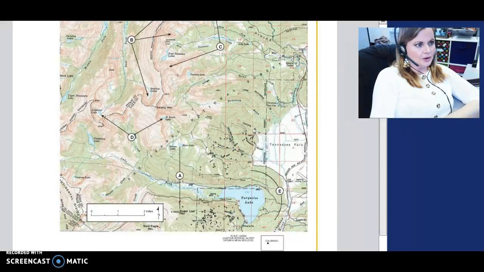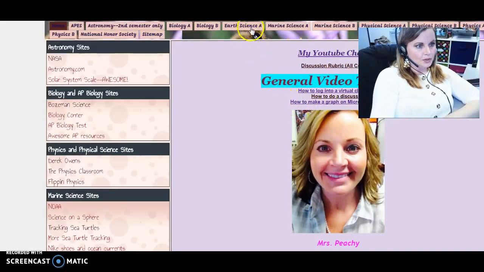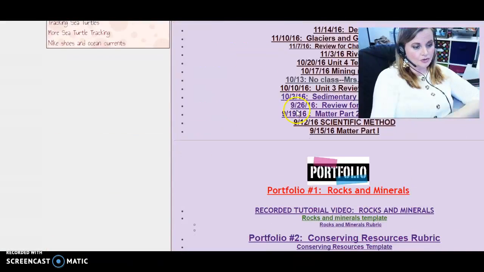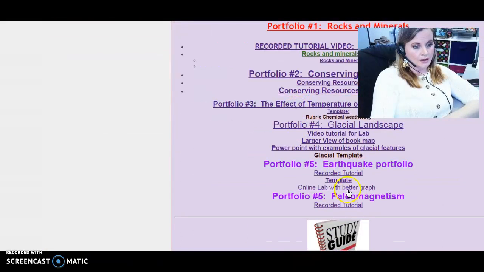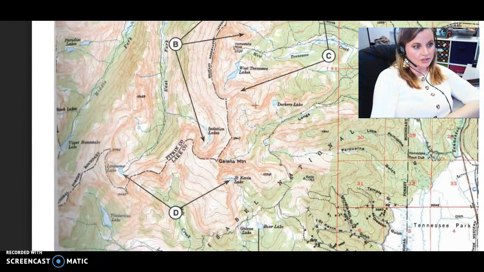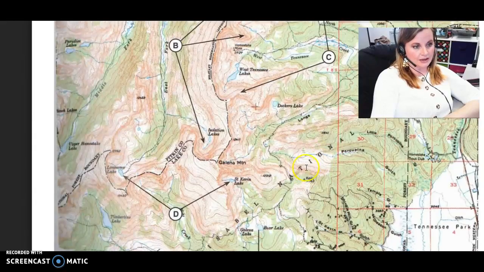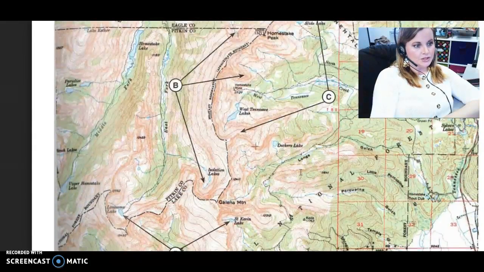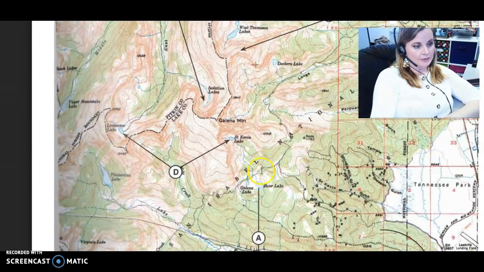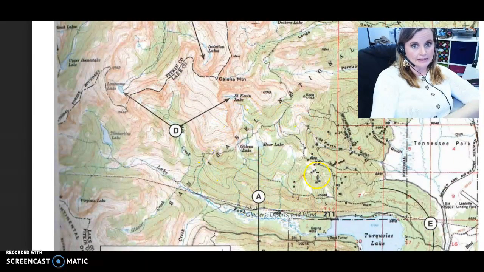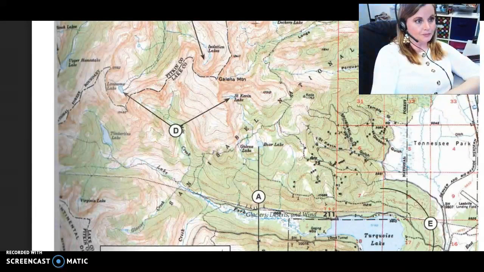The other thing to remember is that on my website, when you click on Earth Science A and scroll down to Glacier Lab, it says larger view of book map. This is hopefully going to help you get a clear image so that you can actually see some of these things. I know that they are blurry and small, and so this is just a blown up map. So what we need to do is look at the questions in the book and then refer to the map to determine which features the map is talking about.